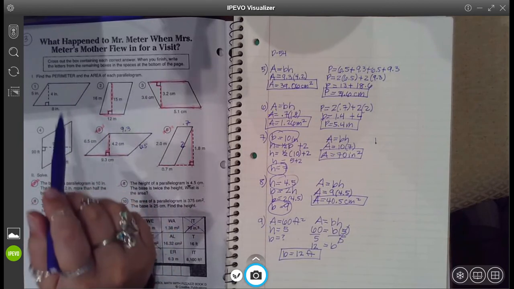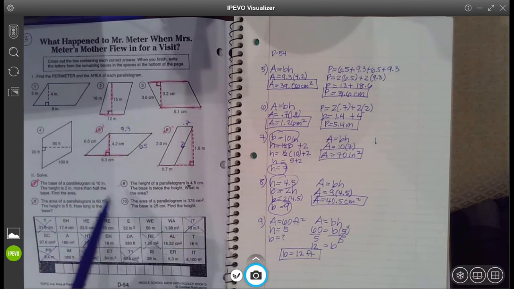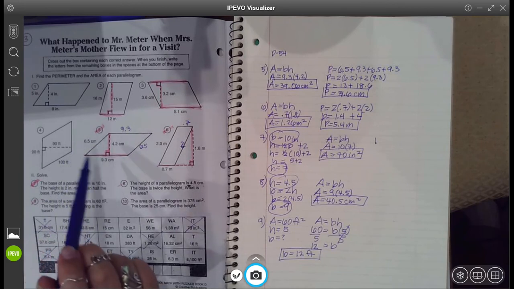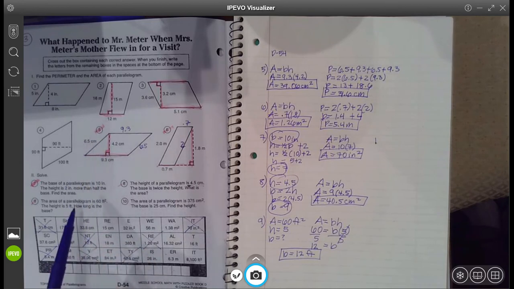You're only finding the area and perimeter for numbers 1 through 6. 7 through 10, you're just solving for what they say. Okay, so again, 1 through 6, you're finding the perimeter and area. 7 through 10, you're just solving for whatever they say. So this one said, find the area. That's what I did. This one said, what's the area? That's what I did. This one said, how long is the base? So that's what I did. I didn't have to do area and perimeter for these guys.